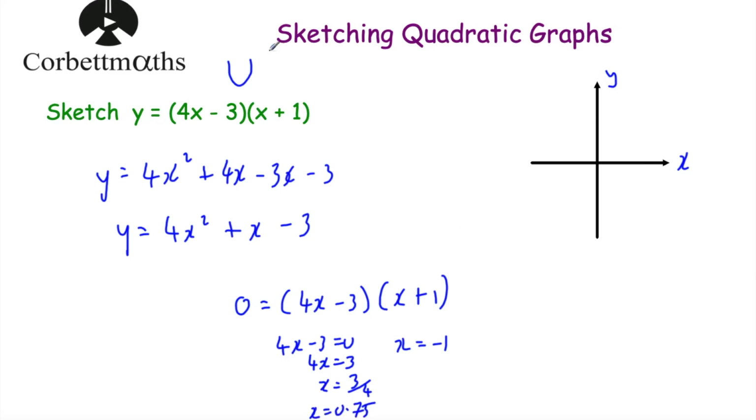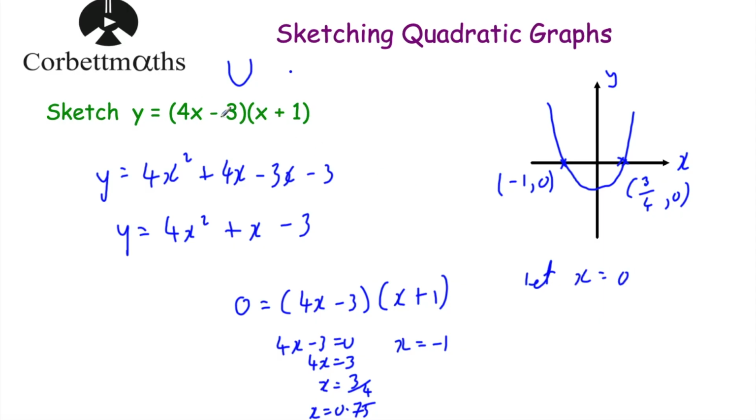So that means that this U-shaped parabola, this quadratic, will cross the x-axis at negative 1 and 3/4. It's going to look something like this, where it crosses at negative 1, 0, there, and it also crosses here at 3/4, 0. So we've found where it crosses the x-axis. Now let's find where it crosses the y-axis. And to find where it crosses the y-axis, we're going to let x equal 0.